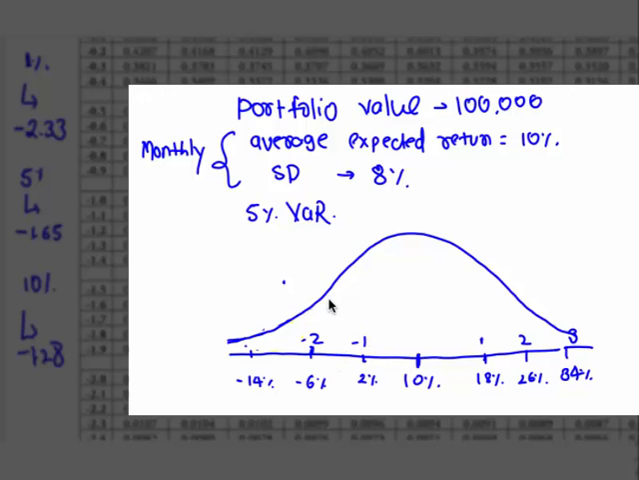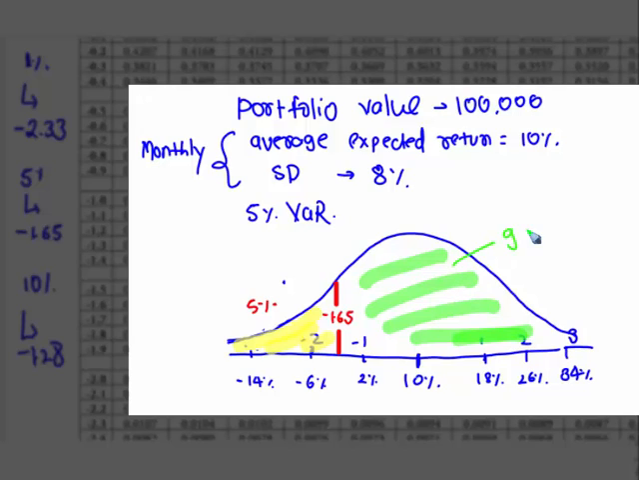So this point here, which is minus 1.65. On the left of this, we have a 5% probability, which means on the right of this, in this region here, we are going to have a 95% probability.